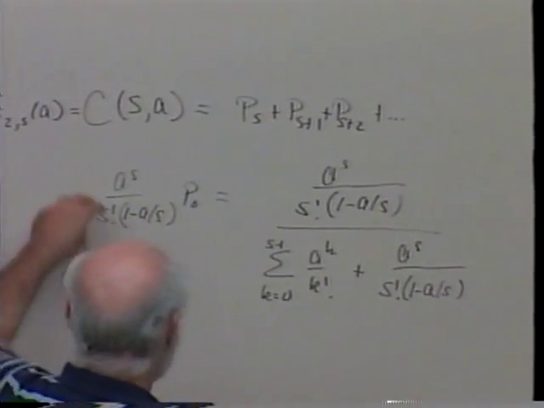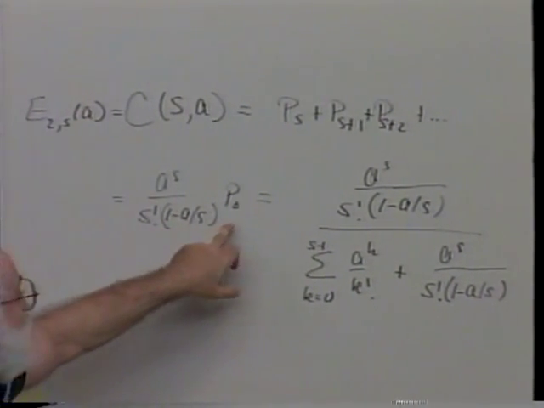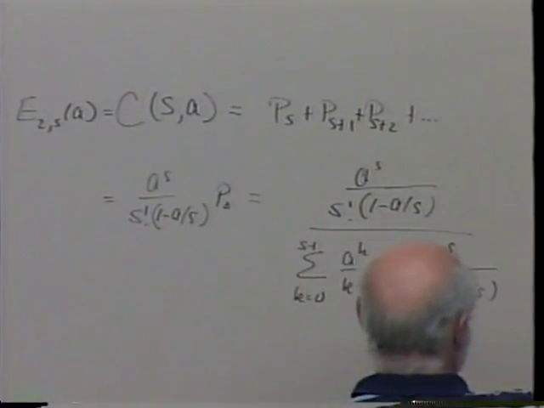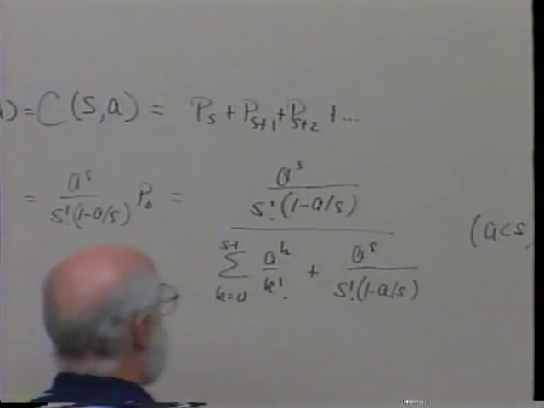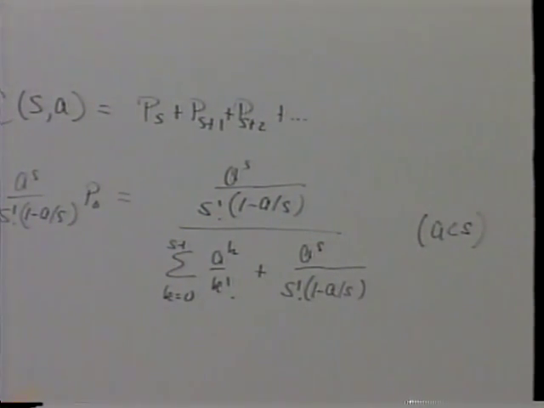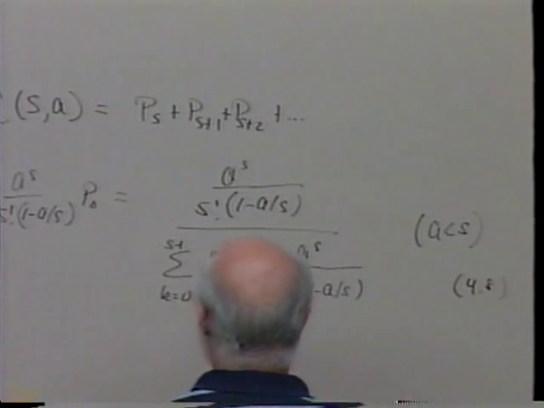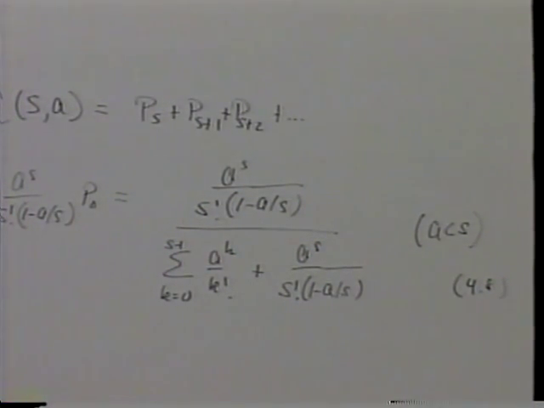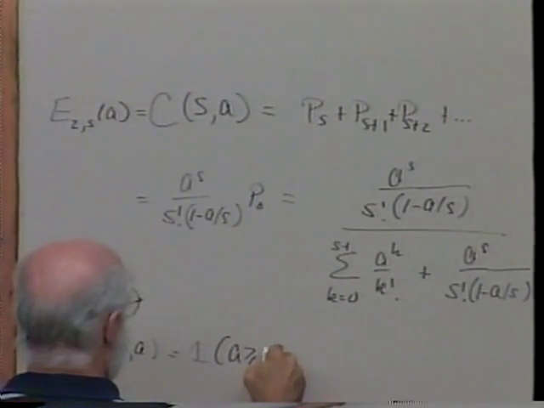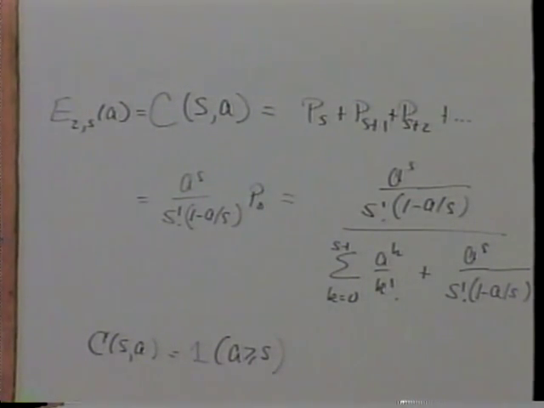And of course, that assumes that that infinite series converges. So this is the answer if a is less than s. So that's the Erlang C formula. Okay, that's given in the book, equation 4.8. And if you wanted to, you could say that the Erlang C value is equal to 1 if a is not less than s. Meaning that if a is not less than s, the probability of blocking is 100% because the queue length is infinite.